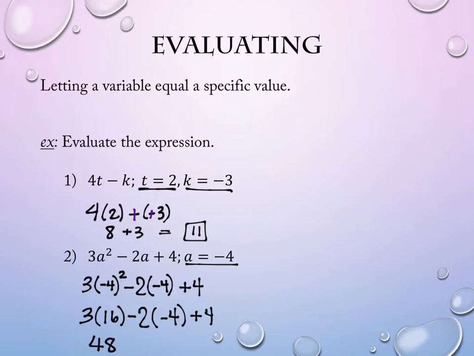We have a negative 2 and a negative 4 here. So when we multiply the negative 2 and the negative 4, we get positive 8. Right, negative times a negative is a positive. And then plus 4. So I have 48 plus 8 plus 4. And what will that yield? Somebody said it. Yeah, 60. So we're going to do a few problems where you're going to practice evaluating.